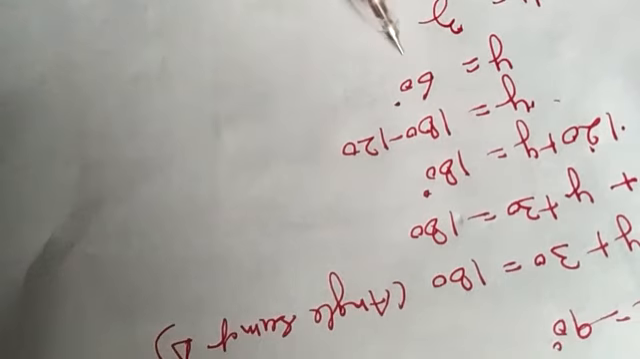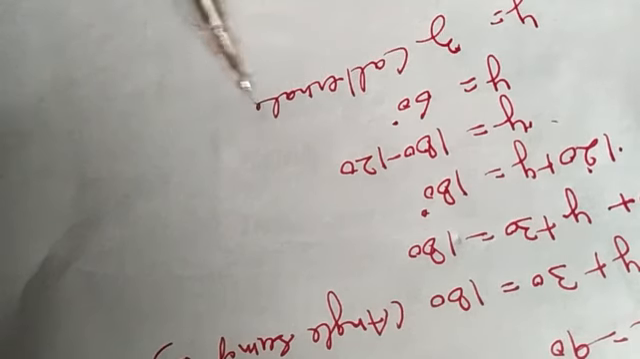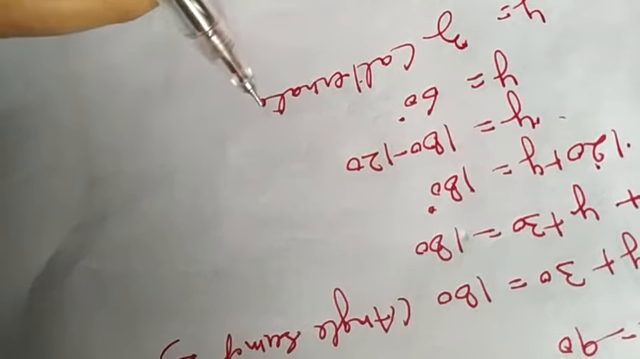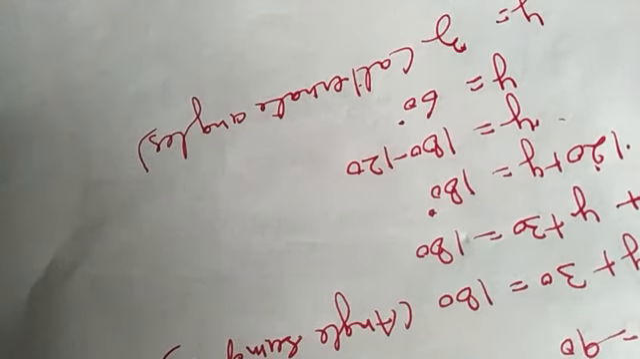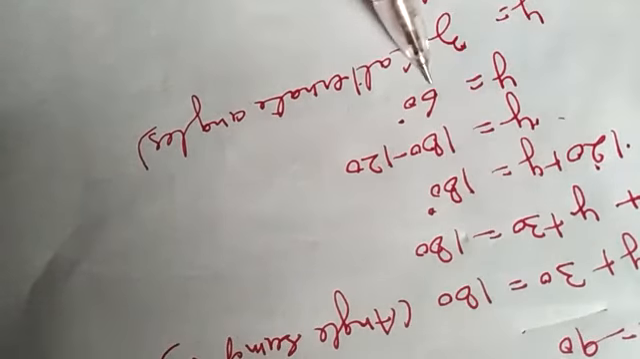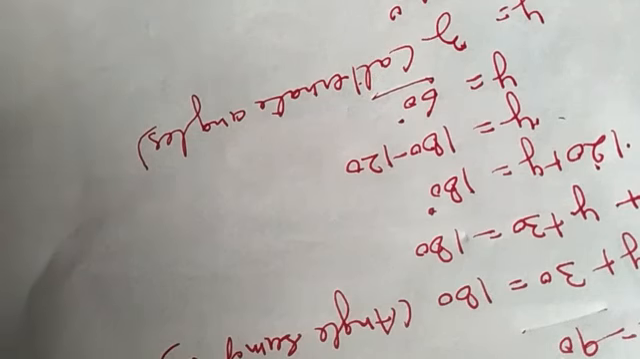So angle y is equal to angle z, because these are alternate angles. So angle z will be 60. So we got the values of x is 90, y is 60, and angle z is 30. Now come to the fourth part of this question.